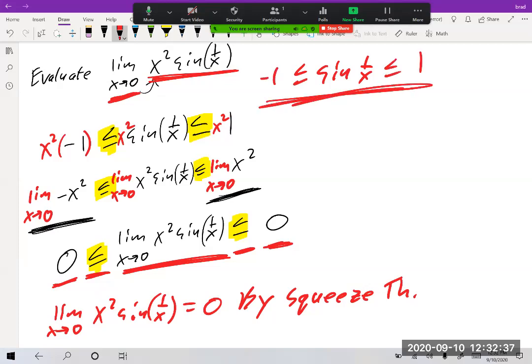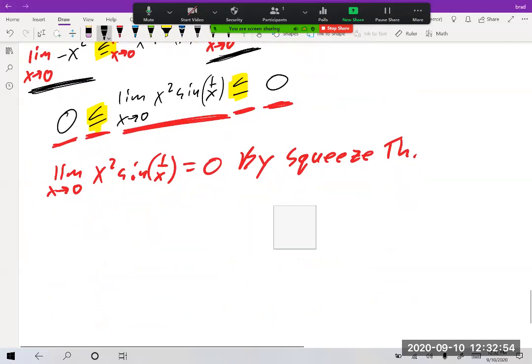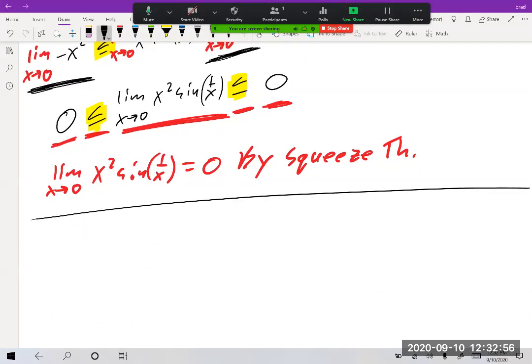Now would this work with cosine? Yes, it would absolutely work with cosine, but it would not work with tangent, because tangent ranges between negative infinity and positive infinity. So that wouldn't help for tangent, but for sine and cosine, a lot of times you run into these squeeze theorem problems. So that's the squeeze theorem. Very important tool. We'll use that throughout the class.